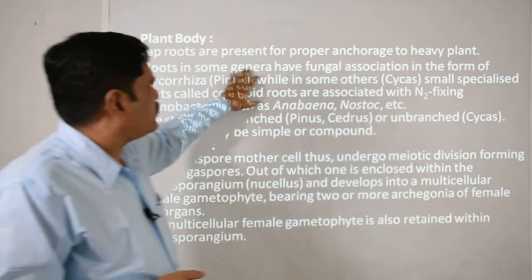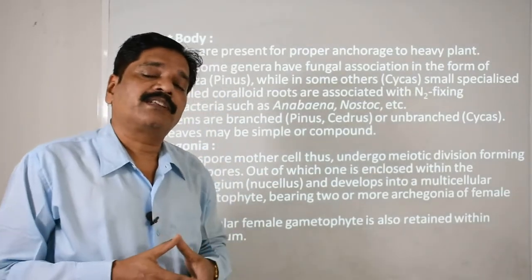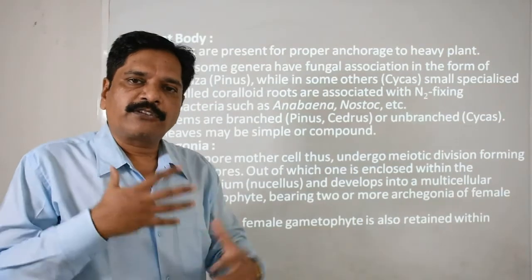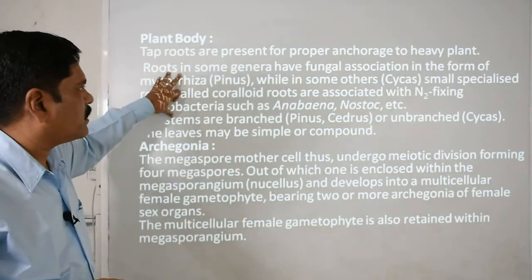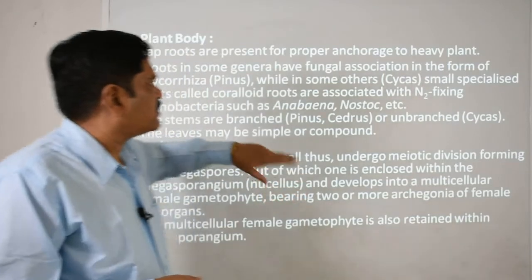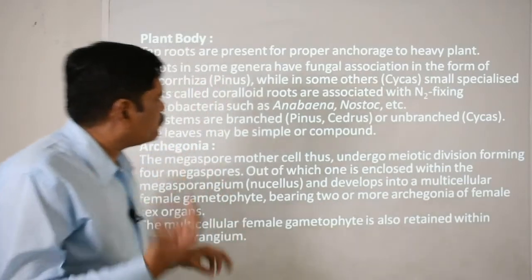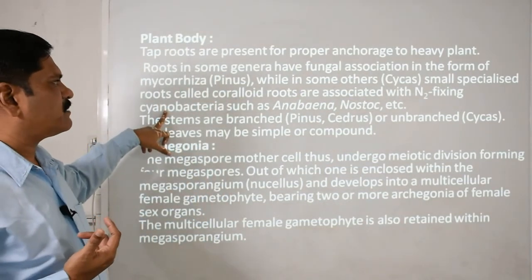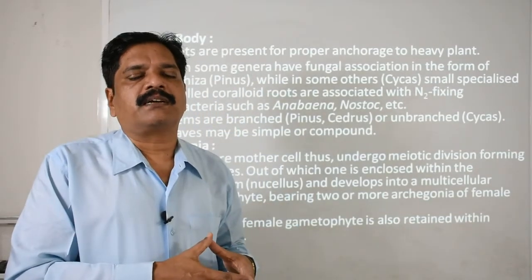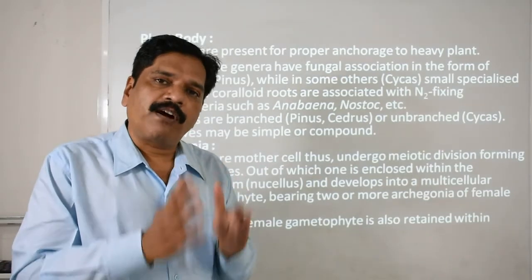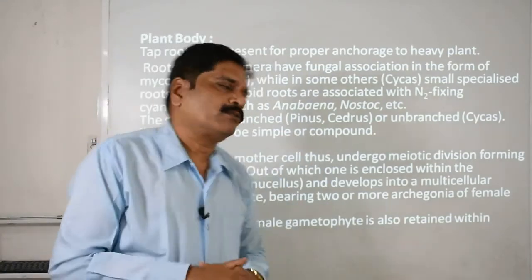The root in some genera has a fungal association in the form of mycorrhiza, okay, as we talked earlier, the symbiosis, clear. So here an association of the fungus and the root cell is called mycorrhiza, clear. While in some other cases like Cycas, some specialized roots called coralloid roots are associated with nitrogen fixing cyanobacteria like Anabaena, and Nostoc is also there, clear. So on one side there is the association between the fungus and the root, okay, and on the second side there is nitrogen fixing bacteria also, okay.